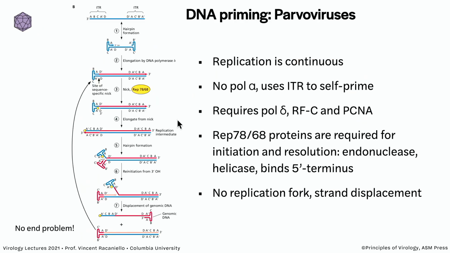So how does this work? The DNA, again, goes into the nucleus, and here we show it at the top, and here's the terminal repeat. It's inverted, which means it's going in opposite directions: A, B, C, A prime, D, A, B, A prime, B prime, C prime, A, D. And the prime simply means it's complementary. So A prime is complementary to A, would base pair with A.